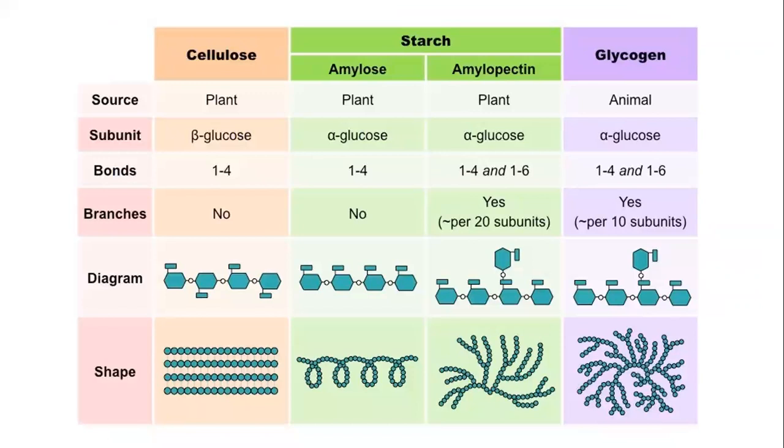We can see that amylopectin and glycogen are branched here, and they consist of alpha 1-4 and alpha 1-6 glycosidic bonds. And in the unbranched polysaccharide chain, only the 1-4 glycosidic bond is present.